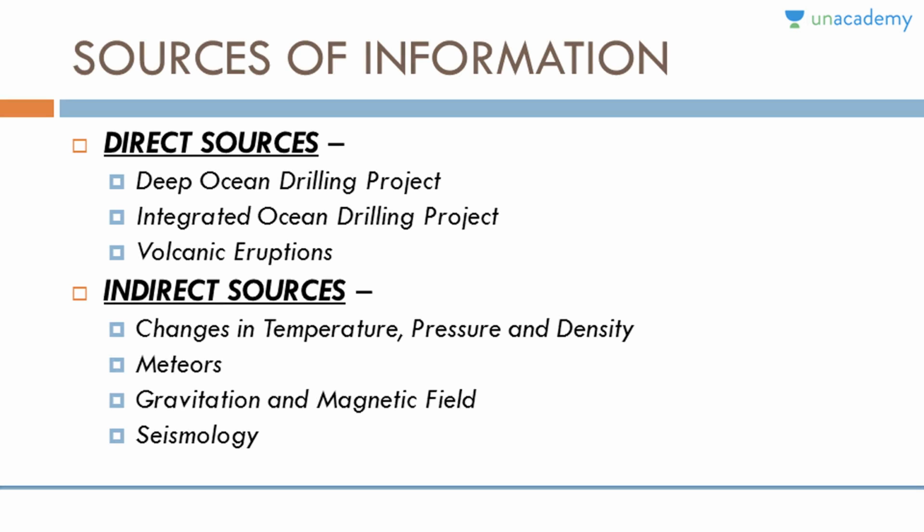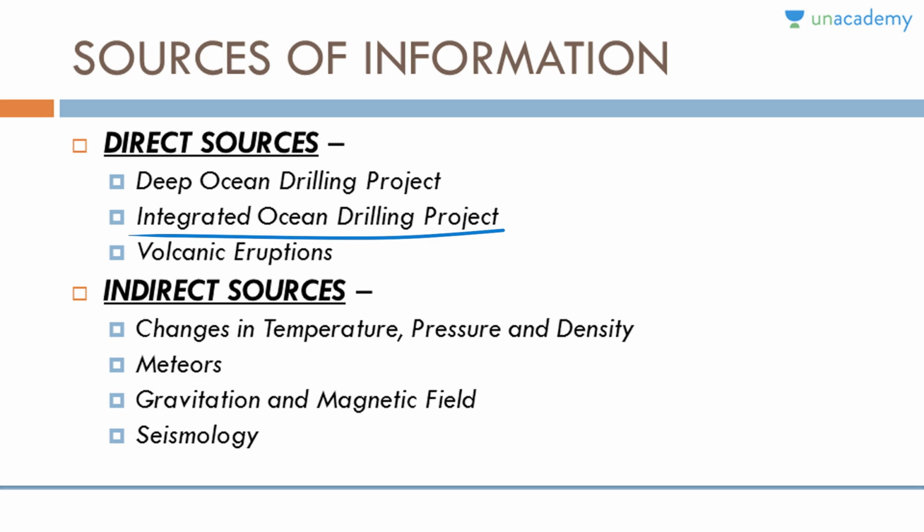The sources of information about the internal structure of the Earth may be clubbed into two heads, that is direct sources and indirect sources. The direct sources include the readily available surface rocks which we get from mining areas. The mines are up to 3 to 4 kilometers deep, and going beyond this depth is not possible due to high temperatures. Besides mining, scientists are working on various other major projects such as the Deep Ocean Drilling Project and Integrated Ocean Drilling Project, and these projects have given us a large volume of information about the interior of the Earth.